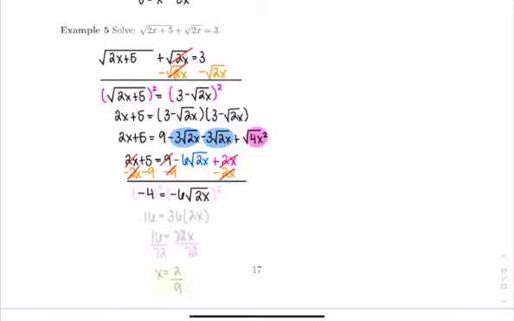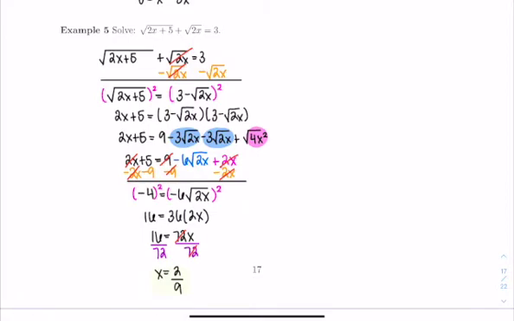And from here, we can actually just go ahead and square both sides. Now when I square, I end up getting 16 equals, make sure you square both the -6 and the square root. So the square of -6 is 36, and the square and square root cancel, we're just left with 2x. And so we end up getting 16 equals 72x. And the last thing is to divide both sides by 72. And so we get that x is equal to 2/9.